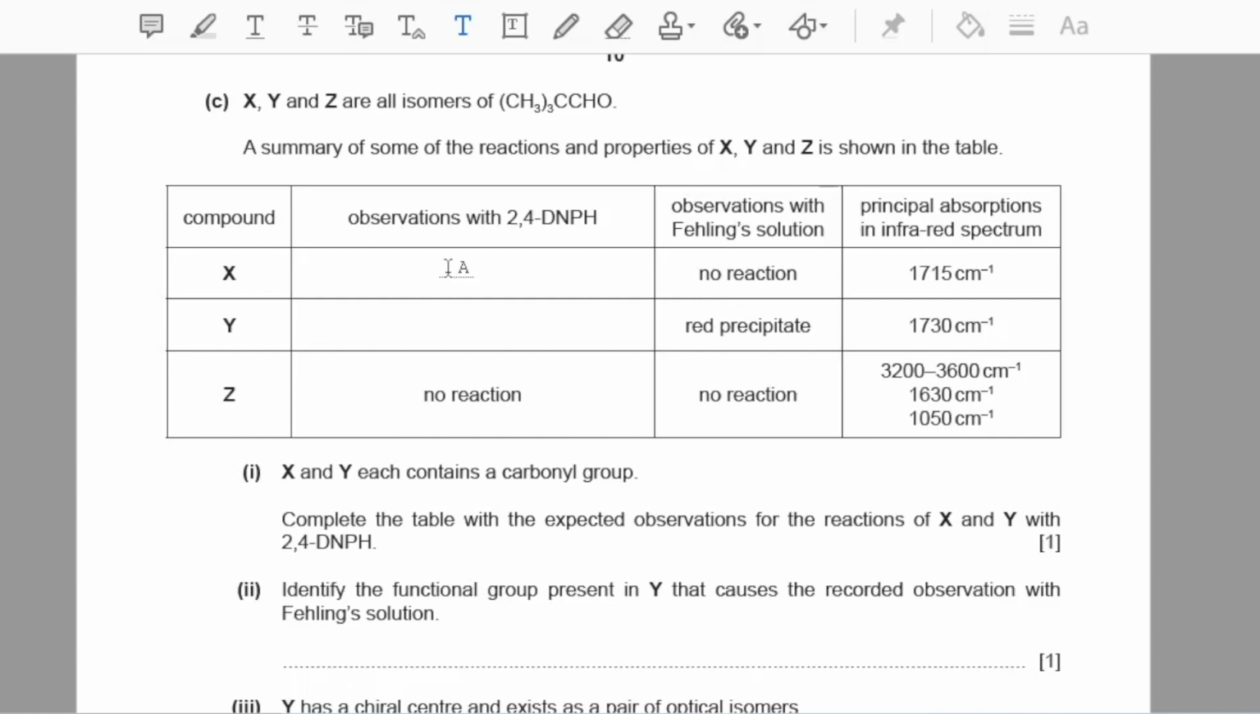So 2,4-DNPH, which is 2,4-dinitrophenylhydrazine, is a reagent which identifies if a carbonyl compound is present in a solution. Fehling's solution turns red from blue if an aldehyde is present in a solution. Over here they say that X and Y each contains a carbonyl group, which means that a positive result will be shown when X and Y both are added to 2,4-DNPH. So an orange precipitate will be seen when both X and Y are added to 2,4-DNPH.